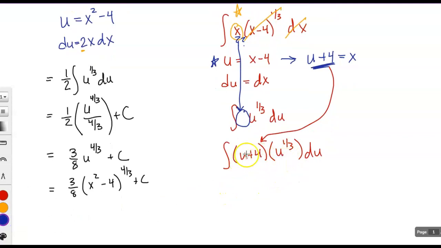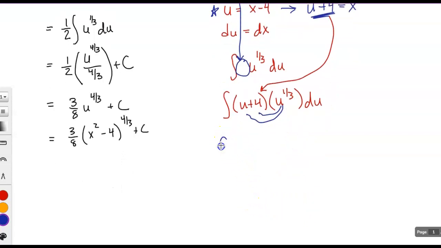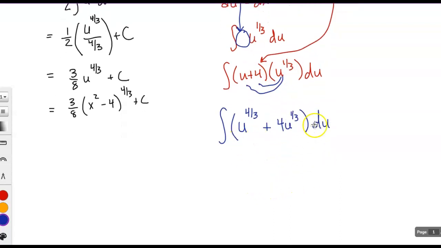So when you have two things being multiplied, there is no product rule in anti-differentiation, so you have to distribute it, okay? And when you distribute, you add exponents. So this is actually the integral of u to the 1/3 times u. You're going to add the exponents, so that would be u to the 4/3, plus u to the 1/3 times 4 is 4u to the 1/3 du. And now we just integrate.